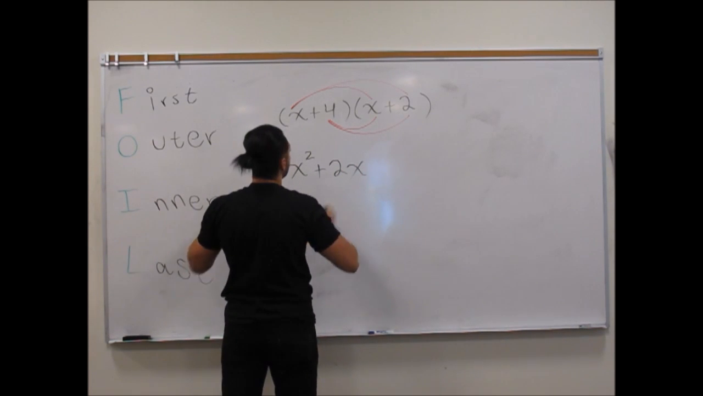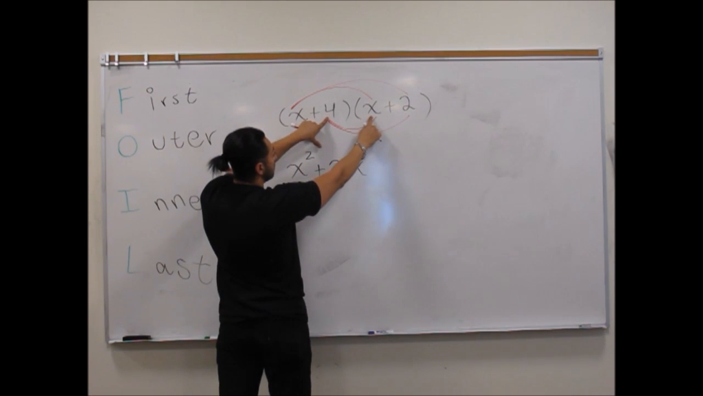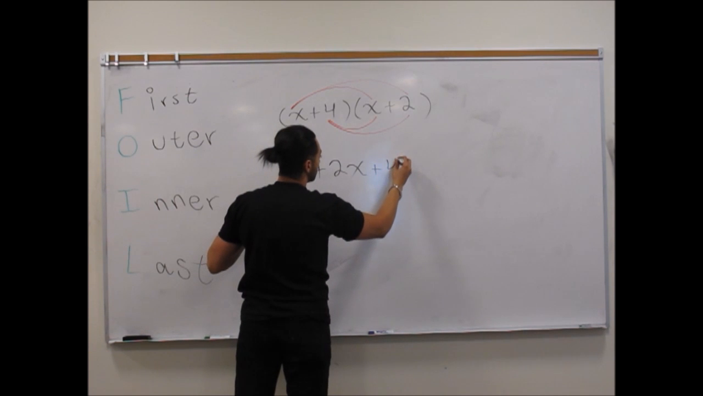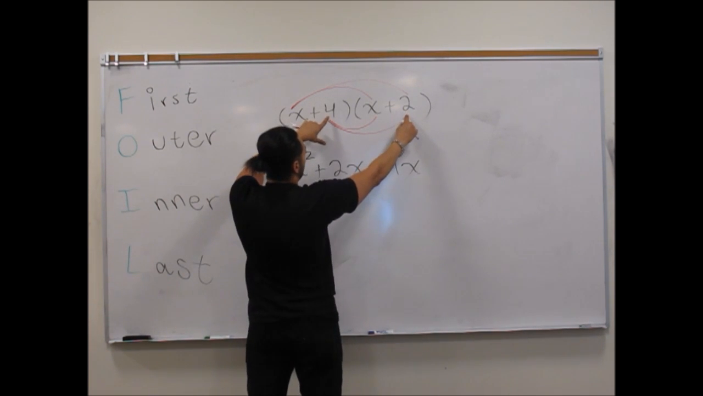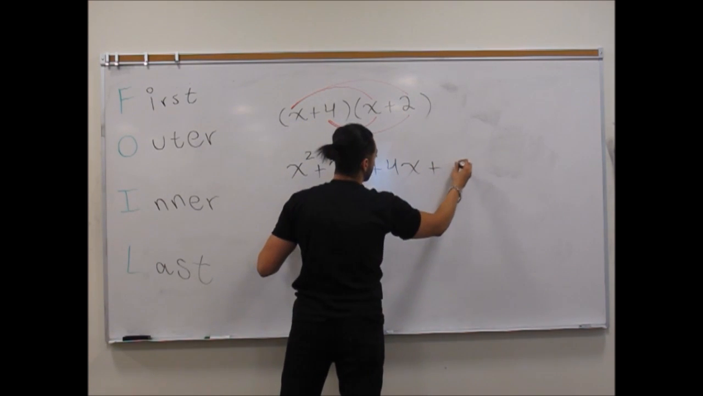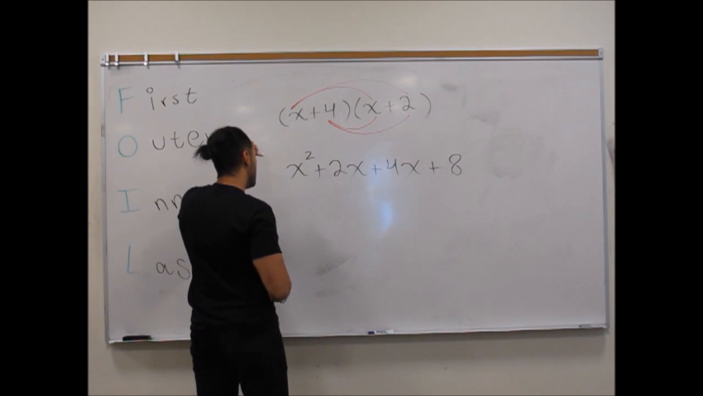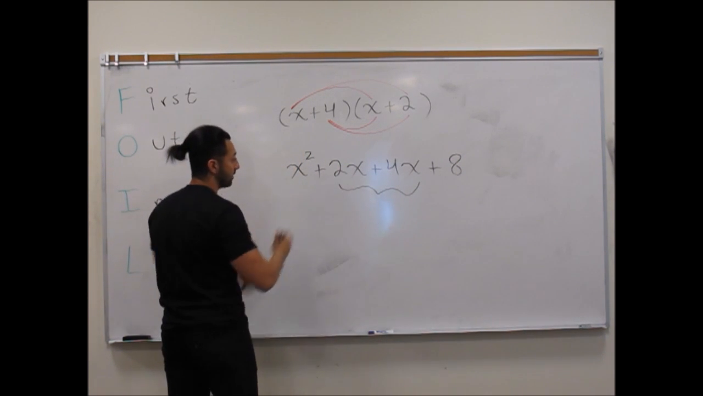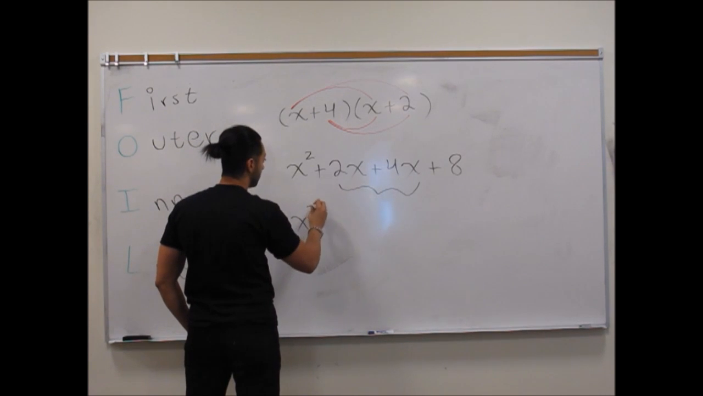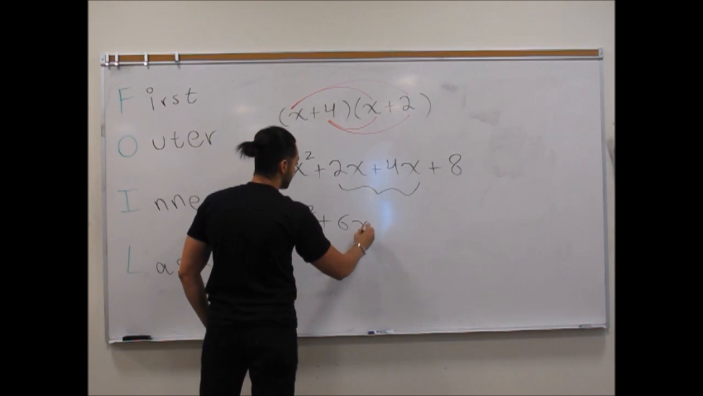Now we're moving on to the inner, which is the product of these two. So that would be 4x. And then finally the last would be these guys getting multiplied, the 4 and the 2. So that would give us an 8. And then there's a little bit of combining like terms there. So then you get x squared plus 6x plus 8.